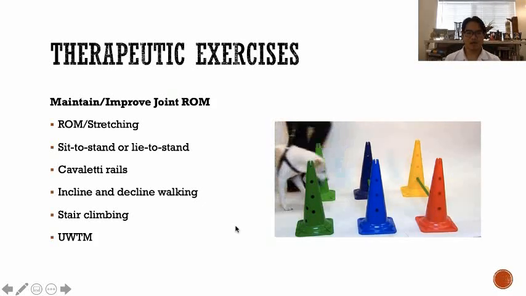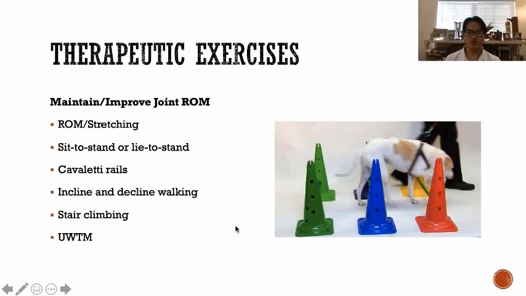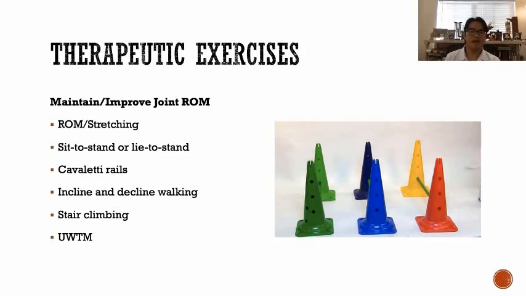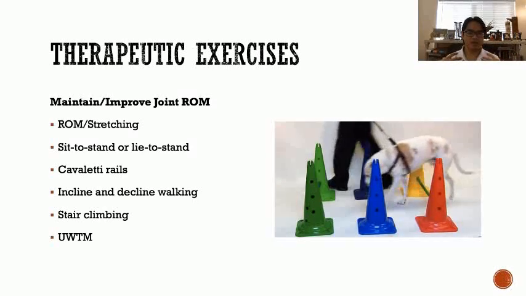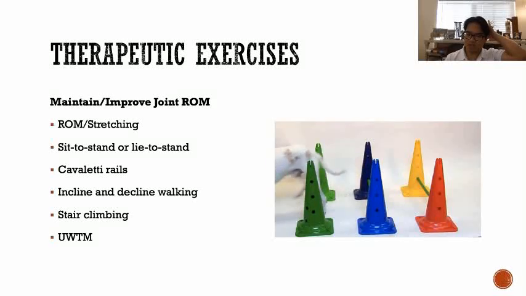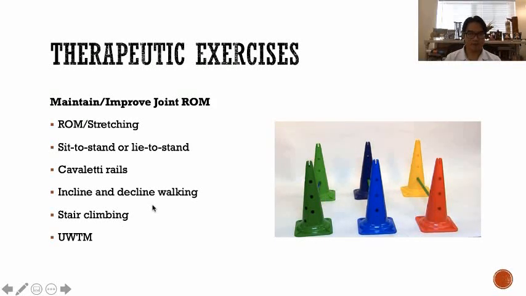You should know by now, cavaletti is very good for range of motion of the elbow, carpus joint, stifle, and the tarsus joints. Not much on the shoulder and hip joint because dogs don't move those much. Hip, they may have an increased flexion when they walk over cavaletti, but it's probably not the main reason why we want to use cavaletti, to improve hip flexion. Incline and decline walking, stair climbing, and again, underwater treadmill is very good for improving joint range of motion.